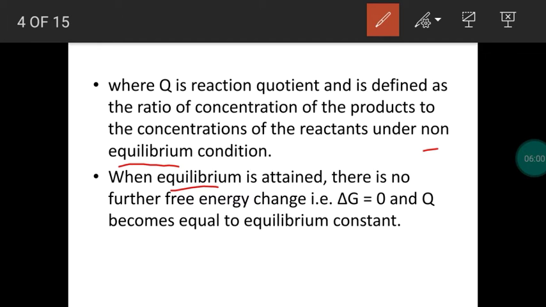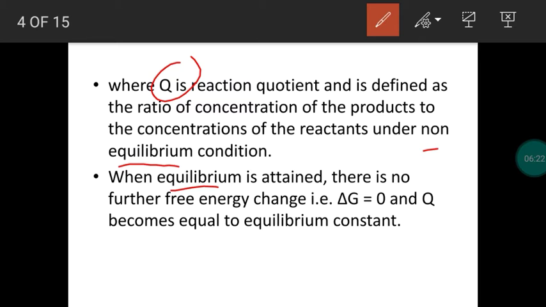Once equilibrium is attained, we should not use Q. Reaction quotient should not be used. Instead of Q, we have to use equilibrium constant K. Once equilibrium is attained, we already studied entropy change is zero. Overall entropy change is zero for a reversible equilibrium process.